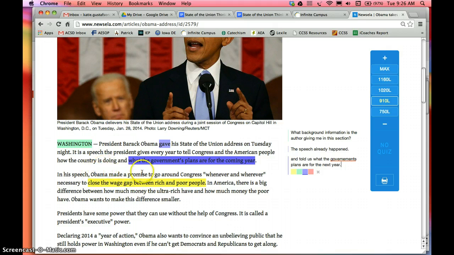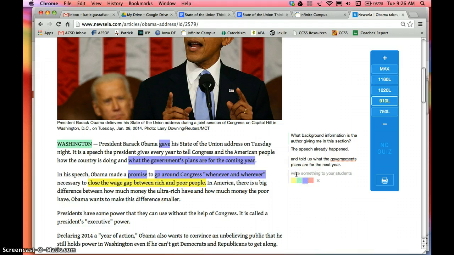In his speech, Obama made a promise. Promises are something that I need to keep in mind. To go around Congress whenever and wherever. He made a promise to go around Congress whenever and wherever. I think that is something else important because a promise is something that people follow through on, and it's something that he says he's going to do in the next coming year. So first, he promises to go around Congress when he needs to.